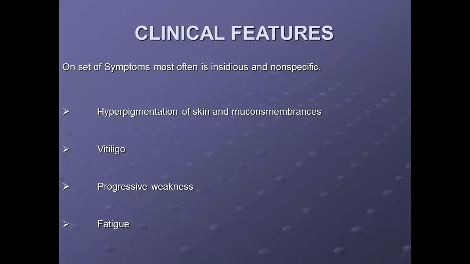Then in autoimmune disorders, you will find vitiligo. These are white patches in different areas of the body. This is autoimmune.